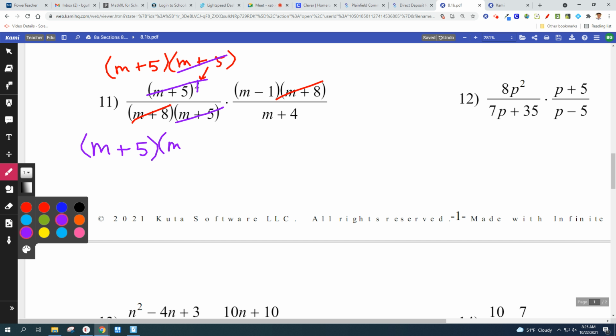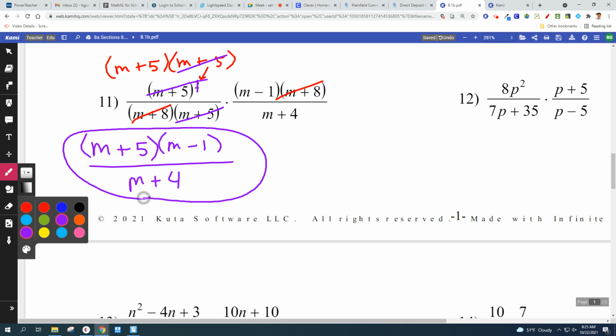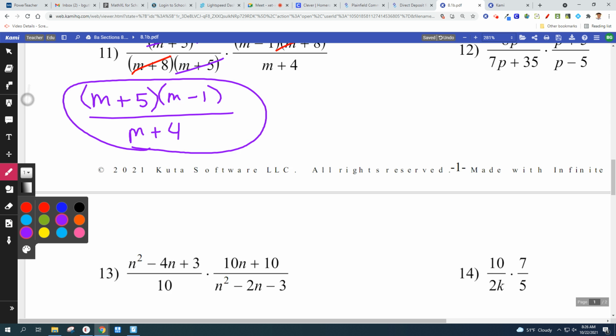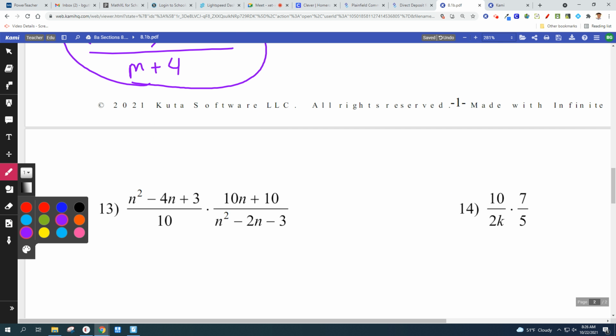And there's going to be an m minus 1 over here on the top. And there's going to be an m plus 4 on the bottom. And again, notice how you need parentheses on the top because that n plus 5 has to hold off the m minus 1 and vice versa. Okay, they have to be separated from each other, and those parentheses are what's going to do that. All right, the m plus 4 does not need parentheses to hold it off.